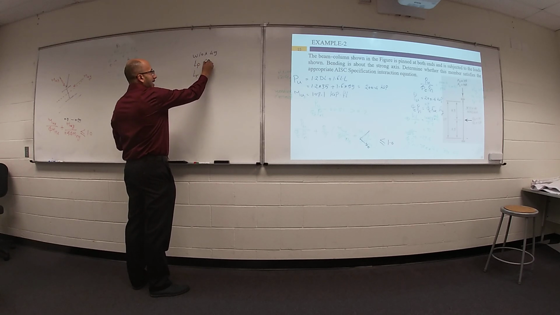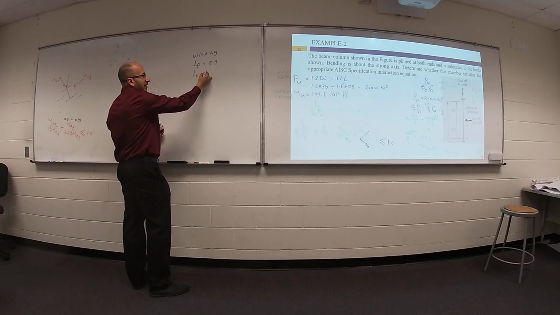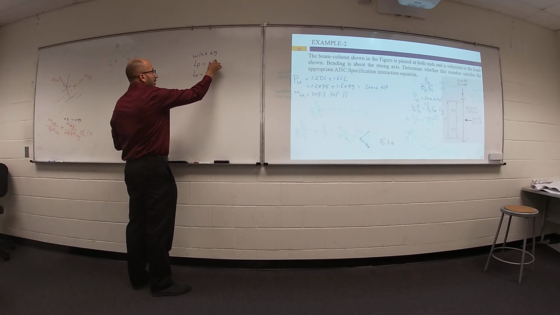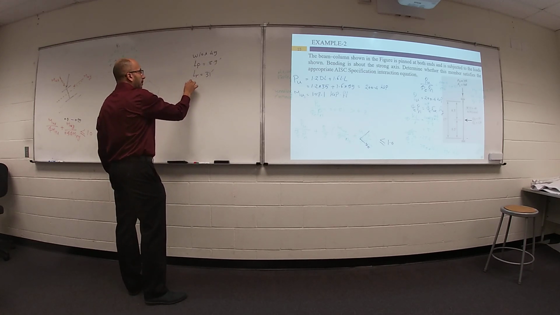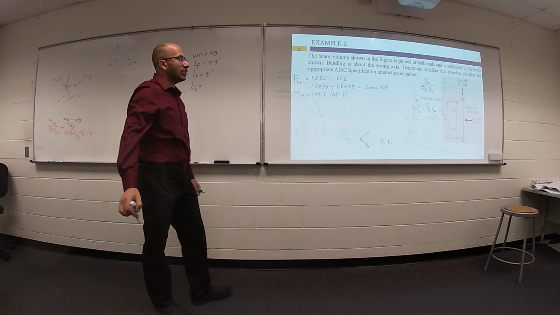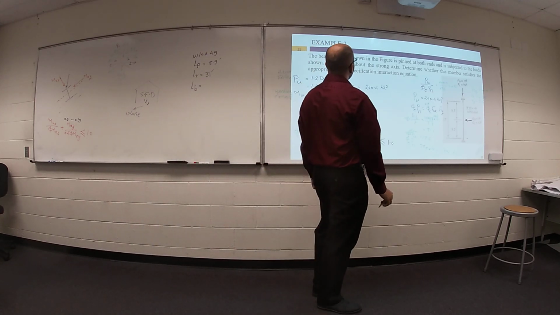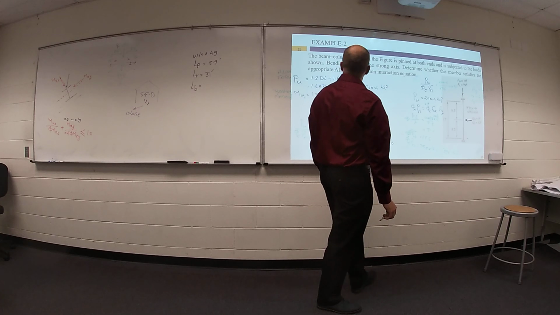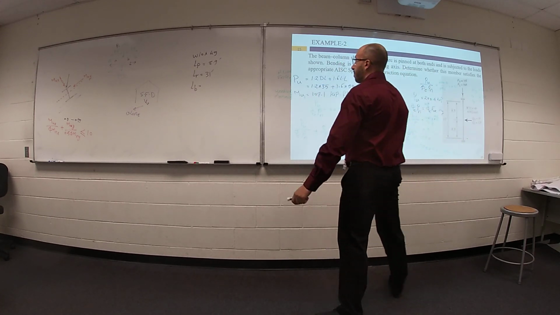8.97, 8.9, and 31, that's fine. So your unsupported length, which is the total length of your column, is 17.